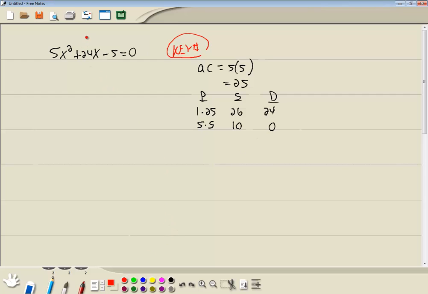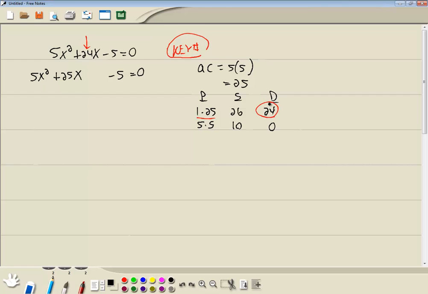Now the number we're looking for is always the number in the middle term, which is 24, which is right here, which means we'll use 1 and 25. Now remember, we're going to rewrite our middle term using those 2 numbers. So the first term and last term remain as is. The larger number, 25, will always be the same sign as your middle term. Middle term is positive, so we're going to have a positive 25x.